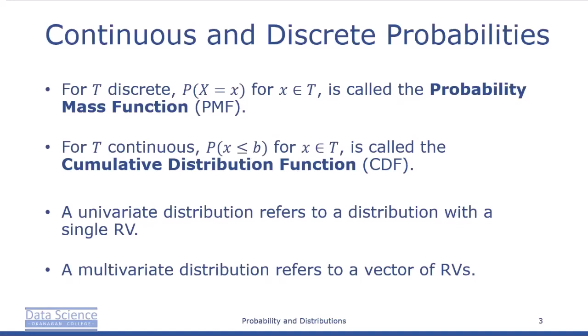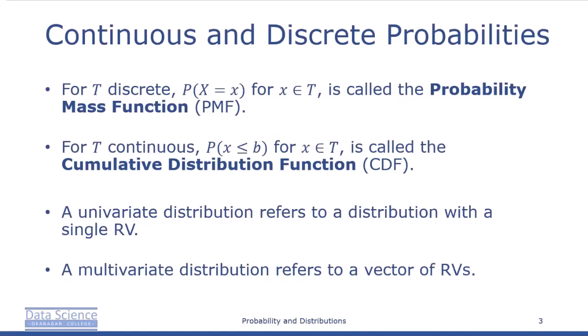When the target space T is discrete, we can specify the probability that a random variable X takes a particular value x in the target space. We denote this by the probability that capital X equals little x. The expression P of capital X equals x for a discrete random variable X is known as the probability mass function.